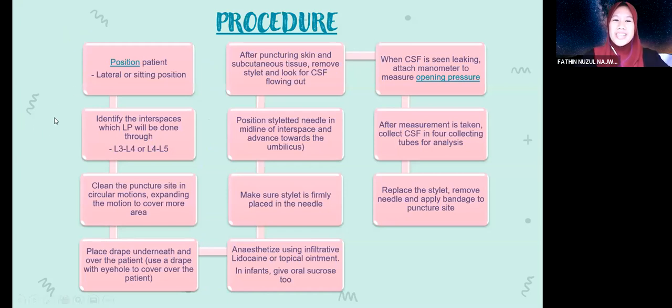Okay, now this is the procedure for the lumbar puncture. I will briefly explain it, and then I will show a video so you can better visualize and illustrate how the lumbar puncture is done.